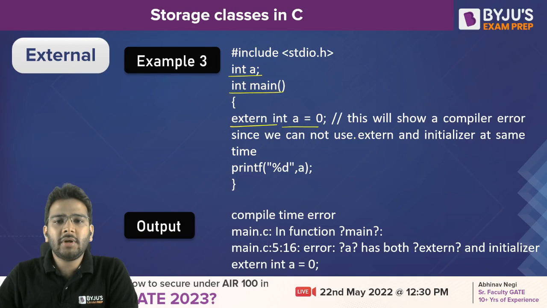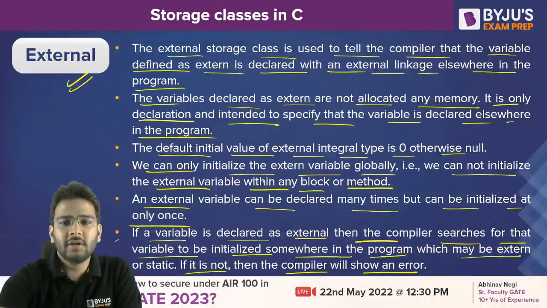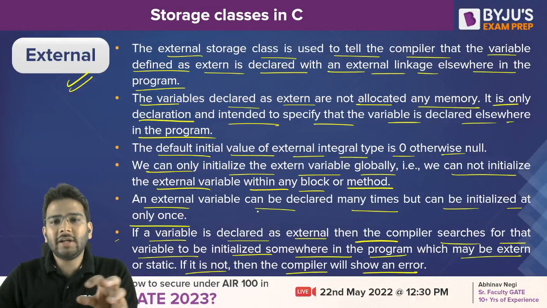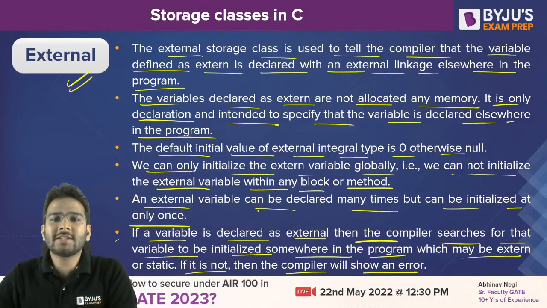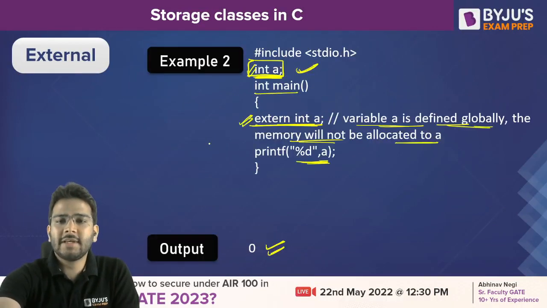Now what is going to happen here? If you carefully see, this will show a compiler error since we cannot use extern and initialize at the same time. Now, based on the point that we discussed here, carefully see. We cannot declare and initialize simultaneously. That is not allowed. Clear? That is not allowed.